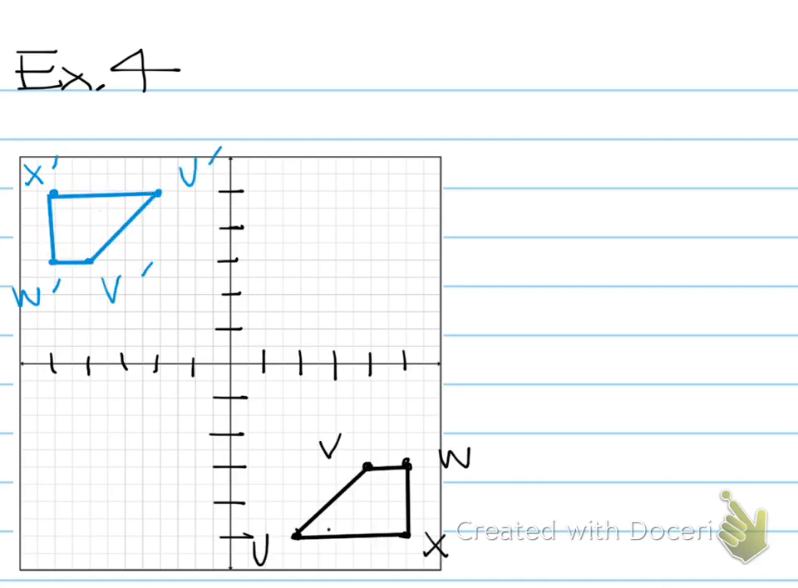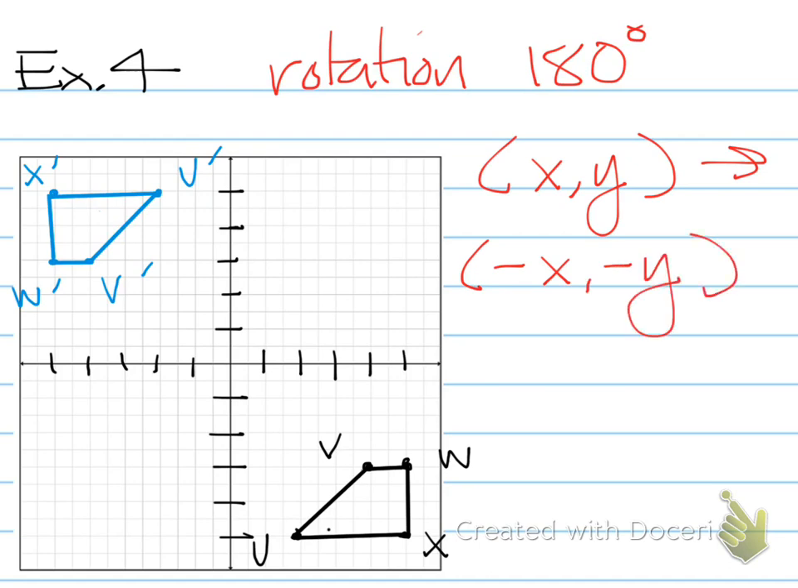Lastly, we have our pre-image in black, image in blue, and again they are oriented differently, and so it's not going to be a translation. It appears that it could be a reflection, but if we drew a line, the line y equals x, you can see that the vertices are not mirror images of each other. So it's not a reflection, it's actually going to be a 180-degree rotation. So if we rotate an object 180 degrees, the rule that we use is just changing the sign of the x and the y coordinate.